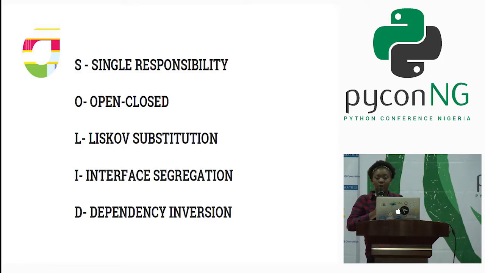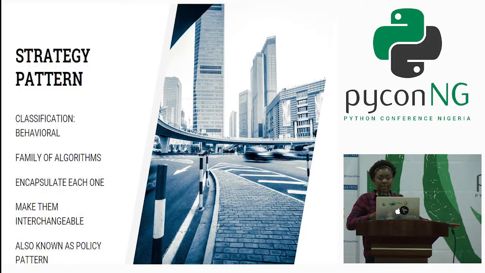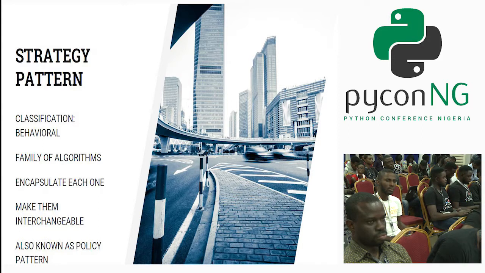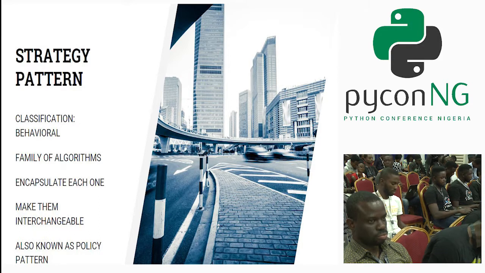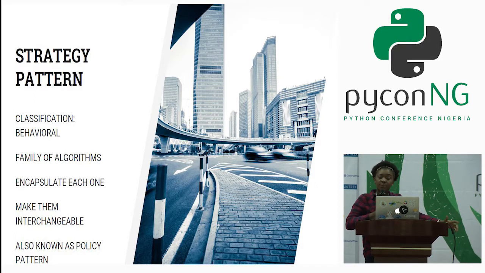The first pattern we're going to be looking at is the strategy pattern. I said before that we'll be looking mainly at the behavioral classification, and the strategy pattern is behavioral in classification. It has to do with a family of algorithms that encapsulates each one and makes them interchangeable. This pattern can also be known as the policy pattern.